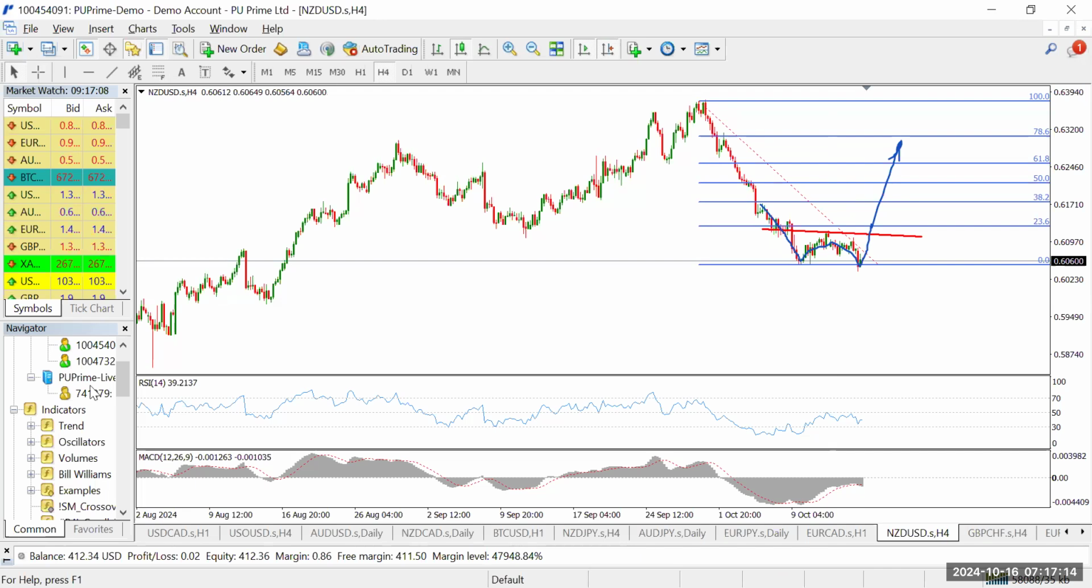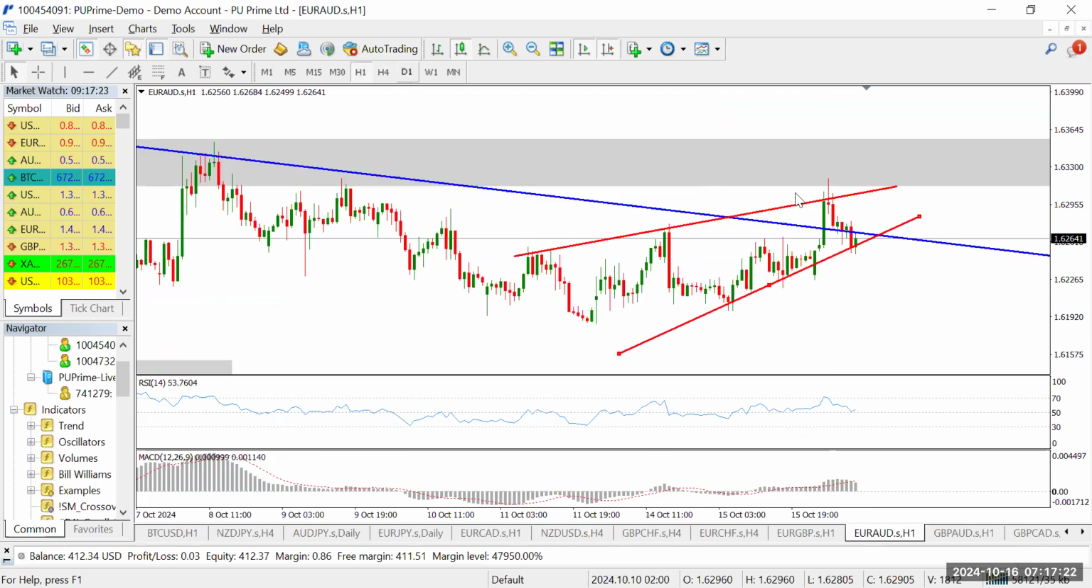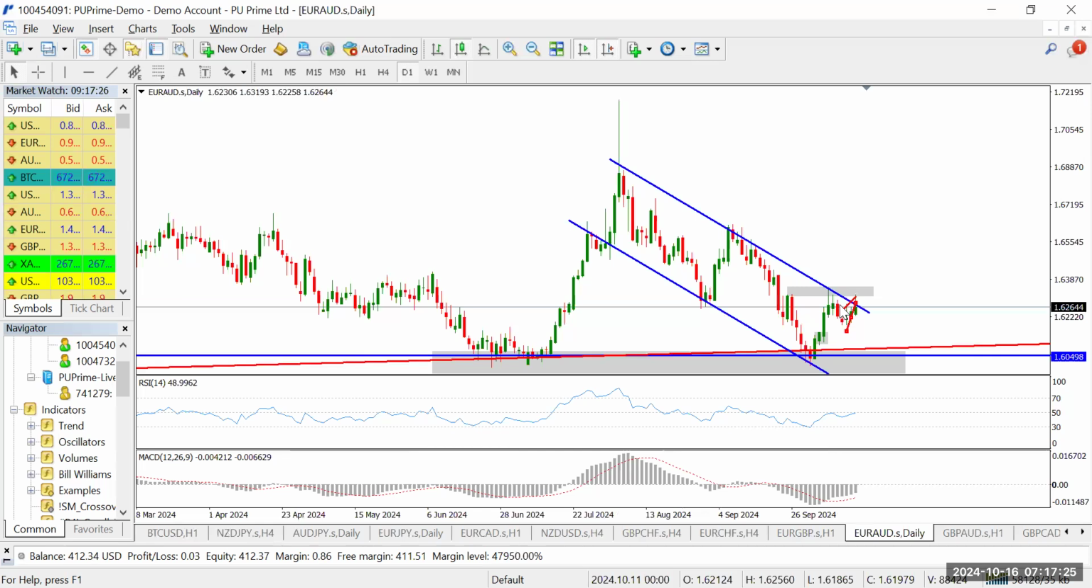And I'm also looking at the Euro AUD. I'm looking at a sell on the Euro AUD. Now, this one is a setup I'm paying a lot of attention to. And why is that?